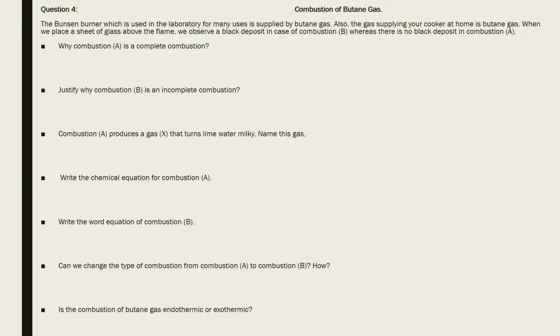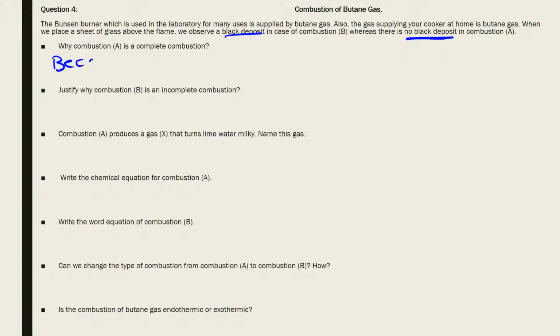When we place a sheet of glass above the flame, we observe a black deposit in case of combustion B. So here the key thing is we see a black deposit in combustion B, whereas there is no black deposit in combustion A. Why is combustion A a complete combustion? It's because we don't see any black deposits. Remember, complete combustion gives us carbon dioxide plus water plus heat.